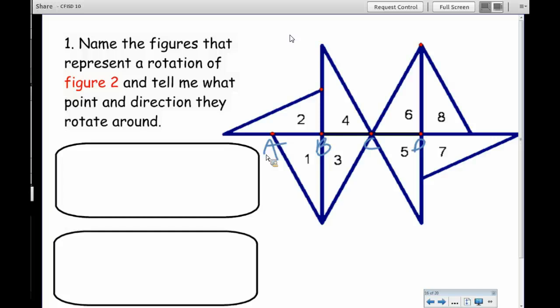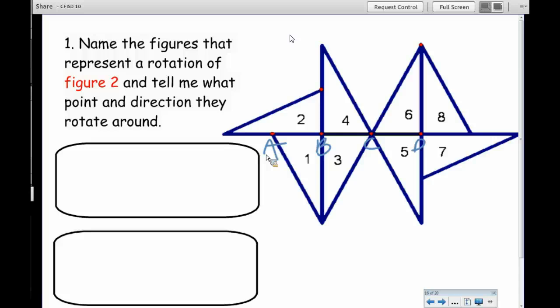Okay. What is from 2 to 4? How do you get from 2 to 4? 90 degrees. You can do a 90 degrees clockwise rotation, or you could do a 270 degrees counterclockwise rotation.